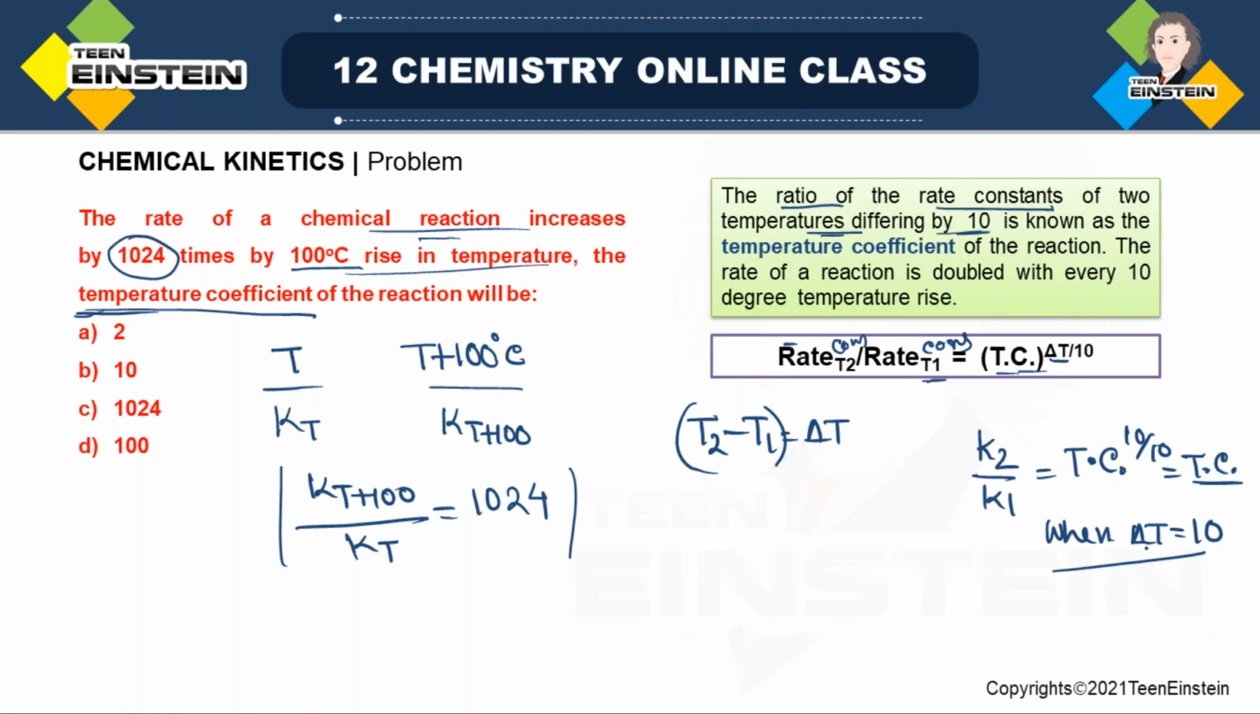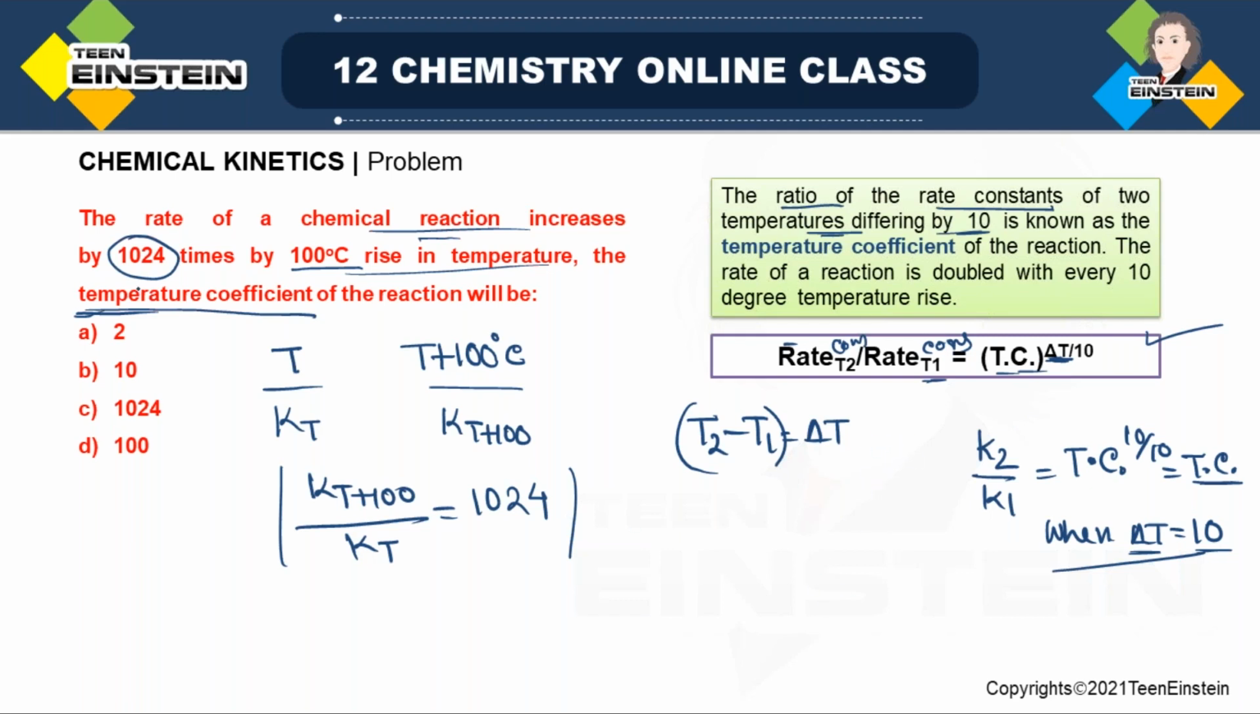But it is not always necessary. Del T may not be equal to 10; it may be different. So in that case, we will use this equation. Remember this equation: the rate at any temperature T2 divided by the rate at any temperature T1 is equal to the temperature coefficient to the power of the difference in temperature, T2 minus T1, divided by 10.